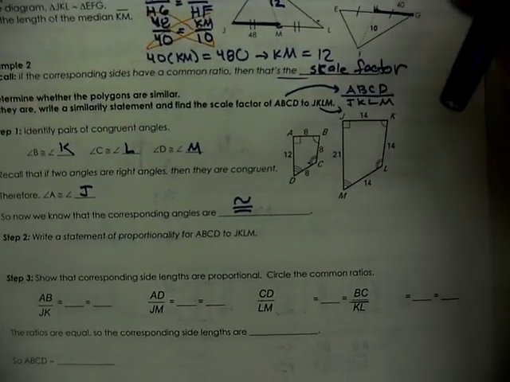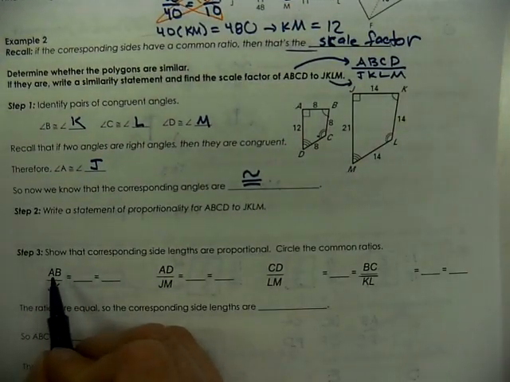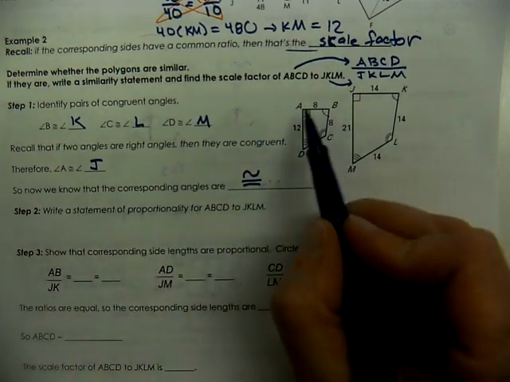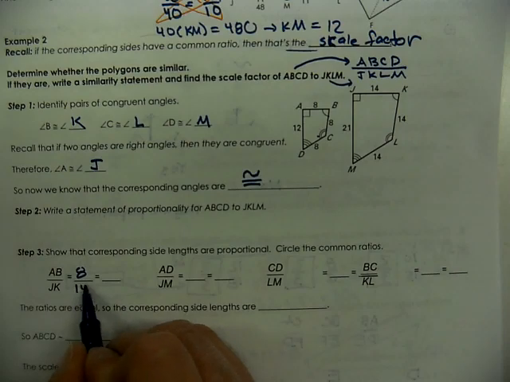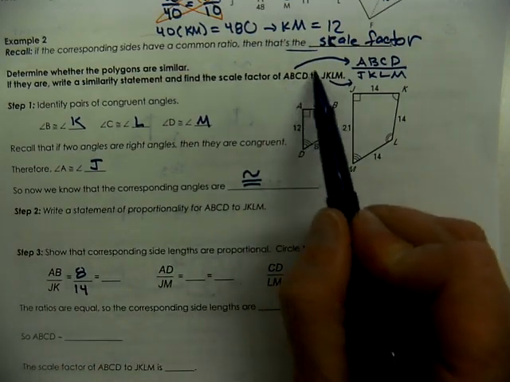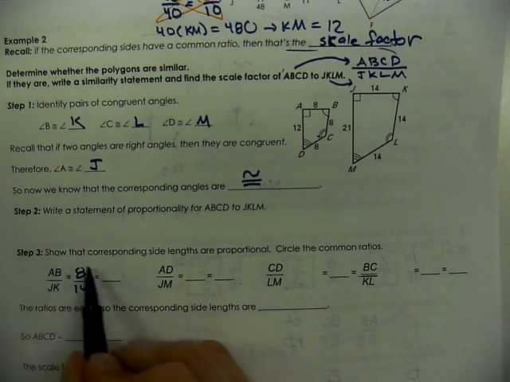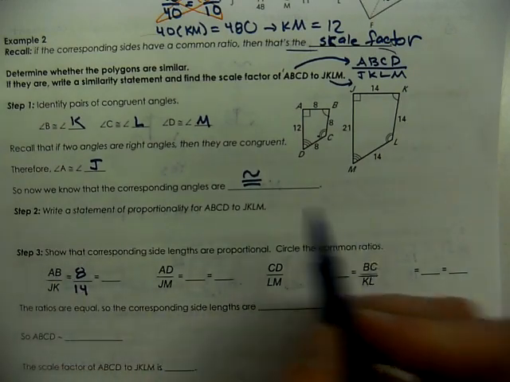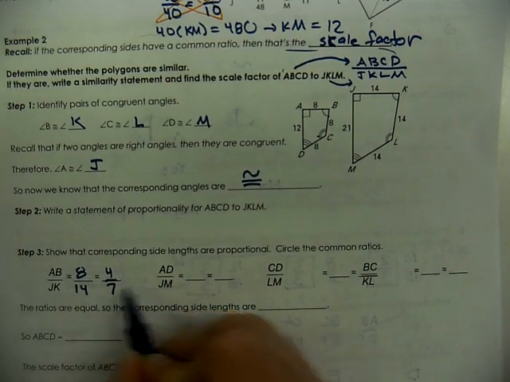Now we have to check the side lengths. All right, and so again, this is guiding us here. AB and JK, so AB is 8, JK is 14, so 8 and 14. Notice the pattern. Information from ABCD is going on the top. There's the length AB going on the top. And then we can reduce that by 2, right? So that'll give us 4/7.